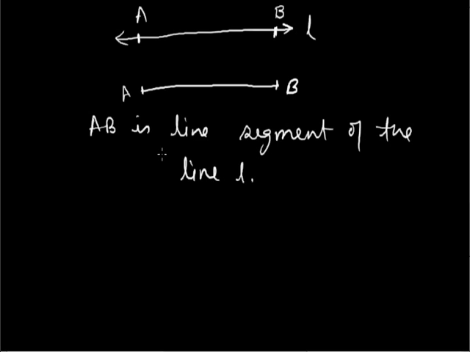So AB is known as line segment. Now we have to discuss parallel line segments. Two line segments are parallel if their corresponding lines determined by them are parallel. What it means is that two line segments are bounded between two fixed points. The first line segment is bounded between two fixed points and the second line segment is bounded between two fixed points.